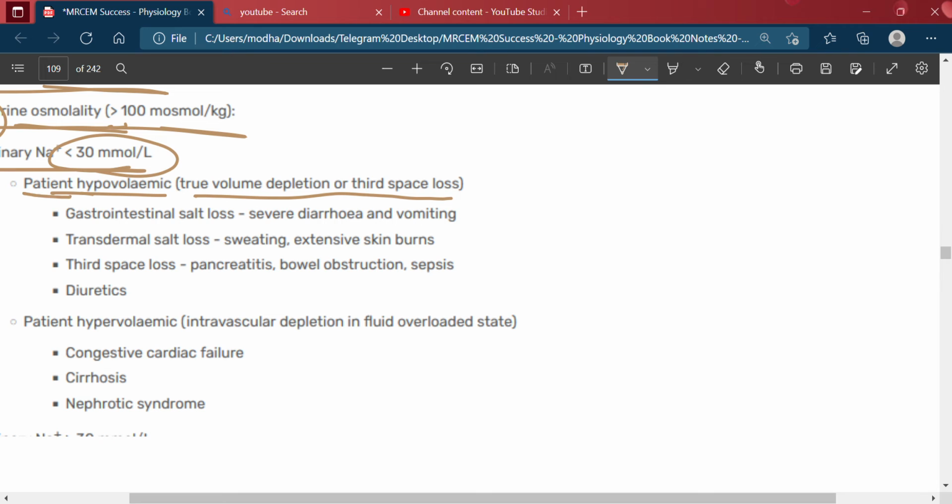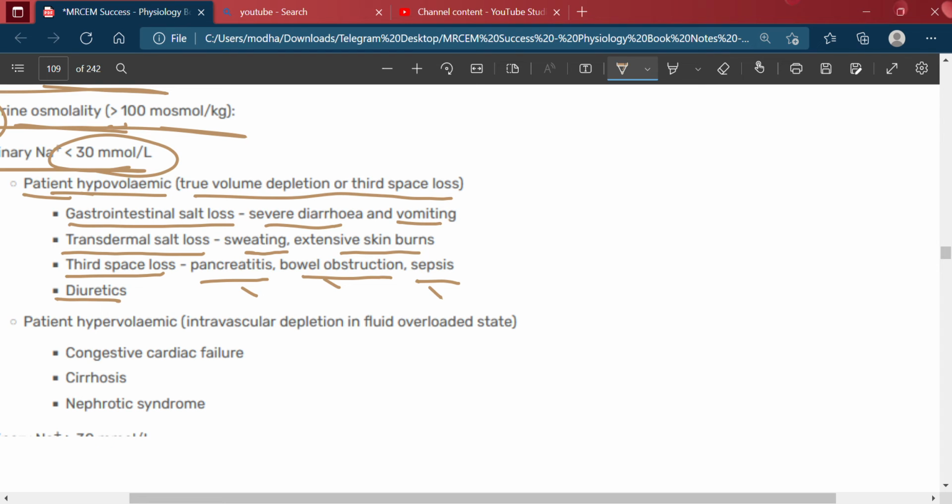The patient is hypovolemic. It's seen in gastrointestinal salt loss, that is severe diarrhea or vomiting, then transdermal salt loss, that is sweating or extensive skin burn, then third space loss in pancreatitis, bowel obstruction, or sepsis, and diuretics. In this condition, the patient is hypovolemic.